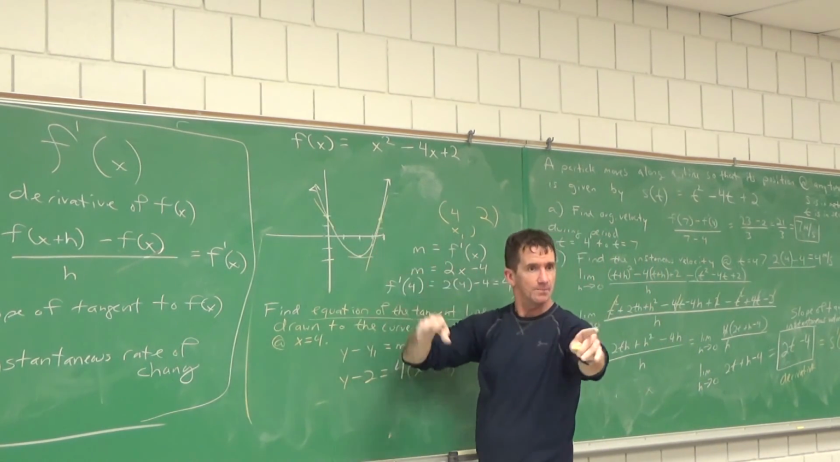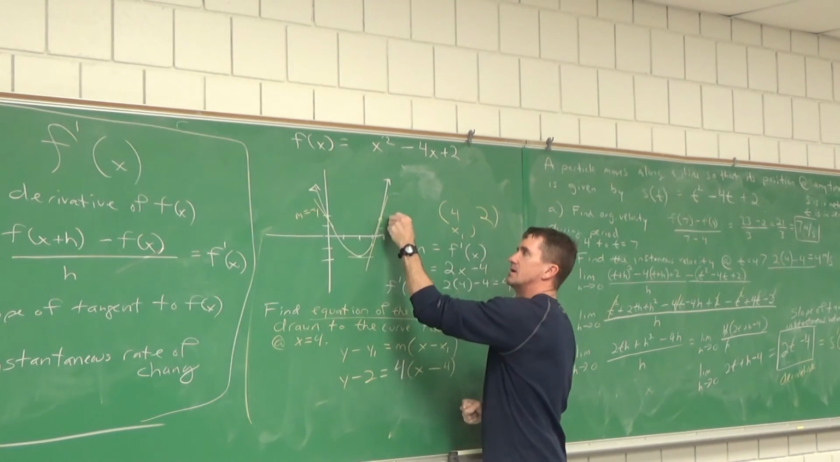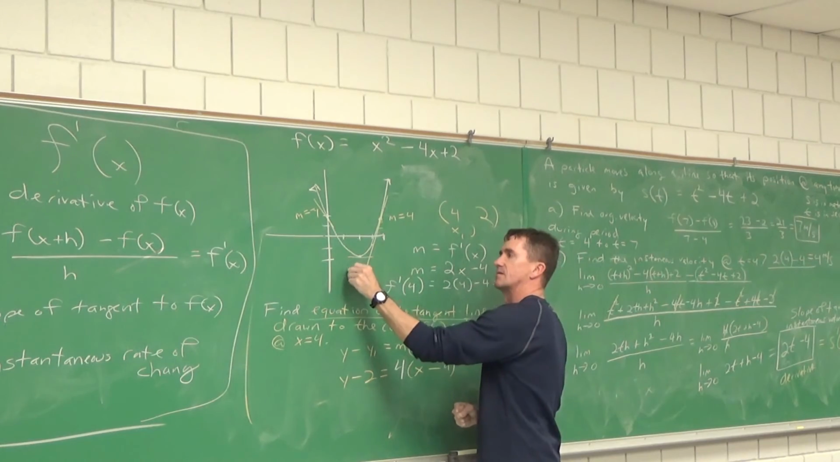Negative 4. So here, and feel free to put this in your notes, label this. The m right here was negative 4. What was the m over here? The m right there was 4. What's the m right there?